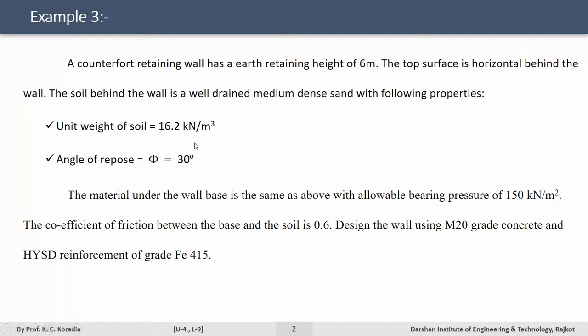The unit weight of soil is 16.2 kN per meter cube. Angle of repose is 30 degree. Here, the soil bearing capacity is given as 150 kN per meter square and the coefficient of friction between base and the soil is 0.6. We are supposed to design a retaining wall using a concrete grade of M20 and steel grade of Fe415.